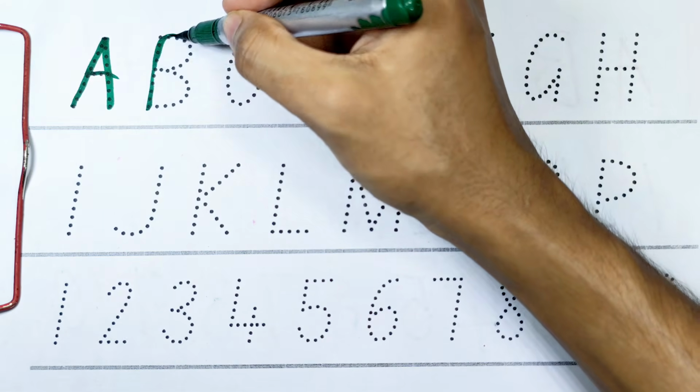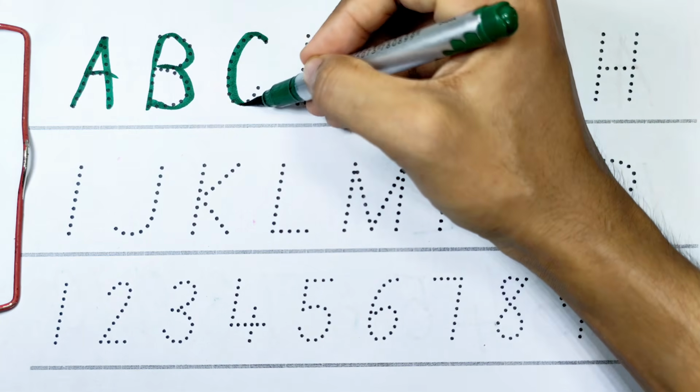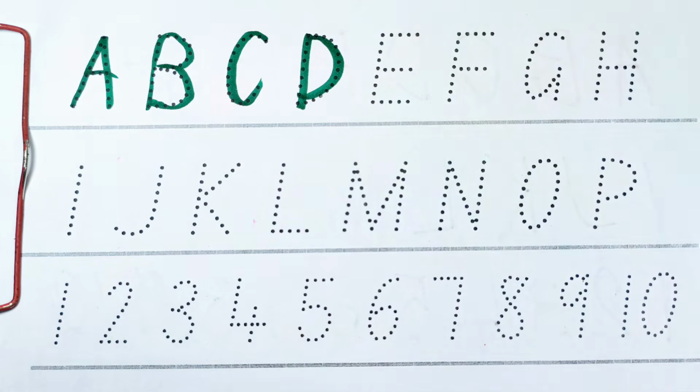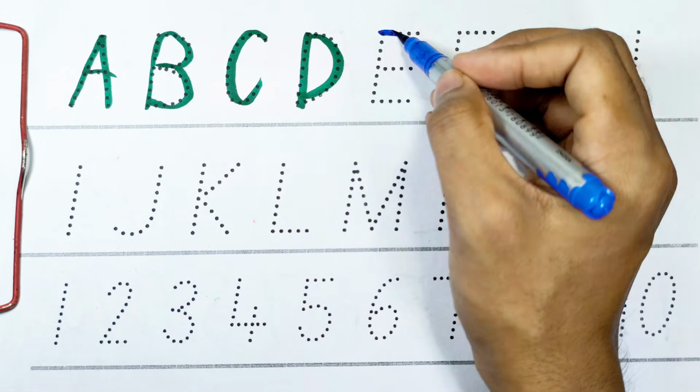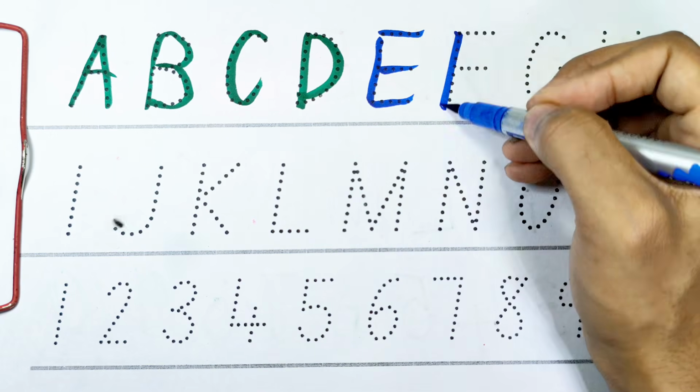Now we're writing the alphabet of A. A for apple. B for ball. C for cow, C for cat. D for dog, D for doll. The next one is E. E for egg, E for elephant. And the next one is F.